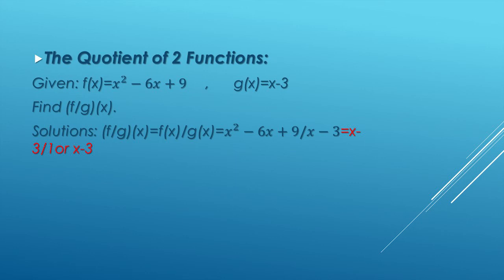Finally, simplify the equation. Since the numerator is a trinomial and the denominator is a binomial, we have to try and make the numerator a binomial to simplify, making x squared minus 6x plus 9 into x minus 3 squared over x minus 3. And then simply divide, and the answer is x minus 3 over 1 or x minus 3.